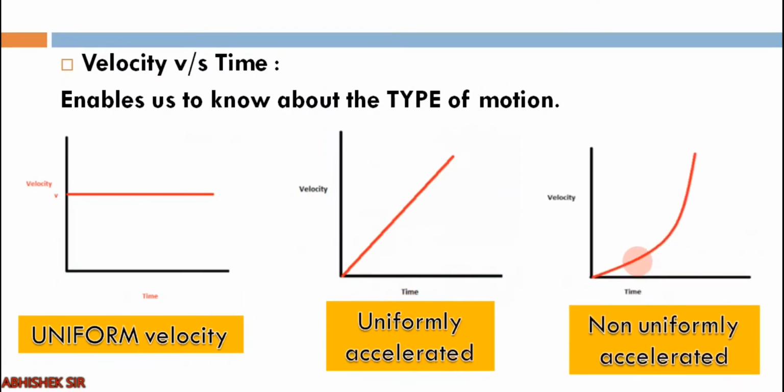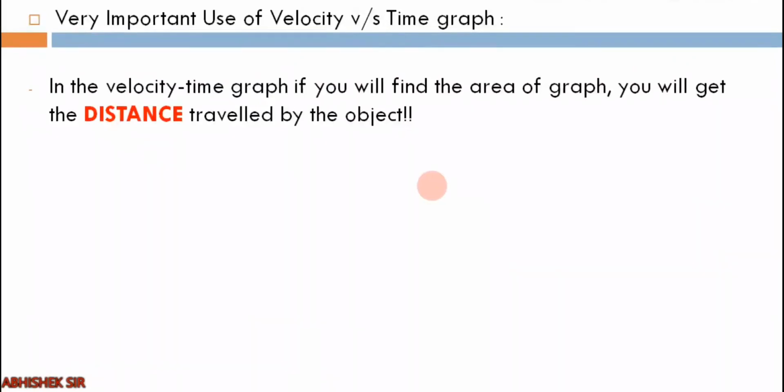And here, with the passage of time, initially in the starting, the velocity increased a little bit. Over here to here you can see, as time increases, velocity is increasing very slowly. But again, after some passage of time, the velocity is increasing suddenly. So there is a sudden increase. In starting it was less, in ending it was more. So we can say that this graph is showing non-uniformly accelerated motion. Clear?